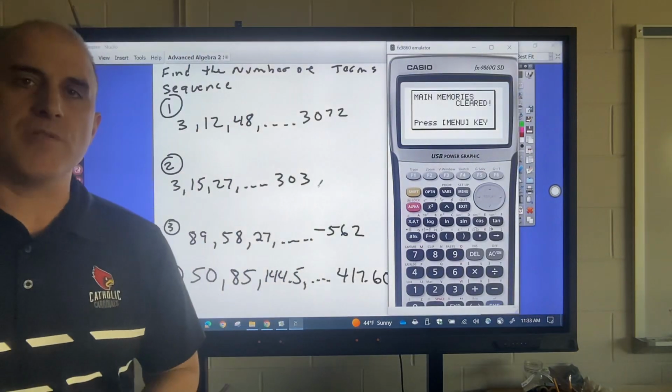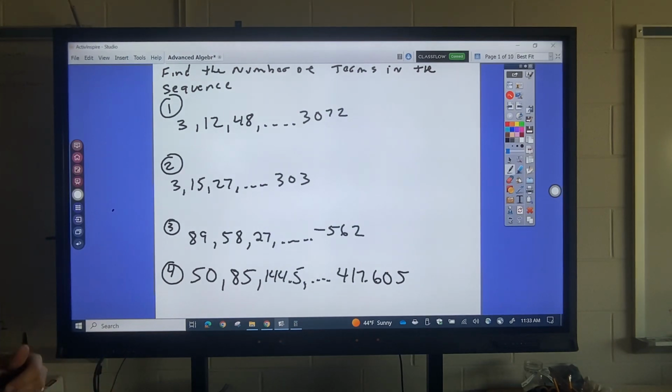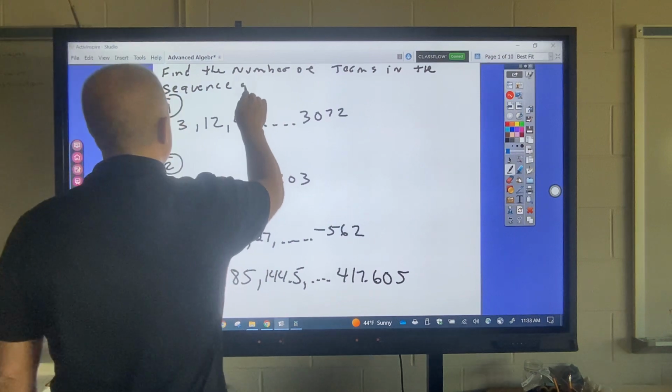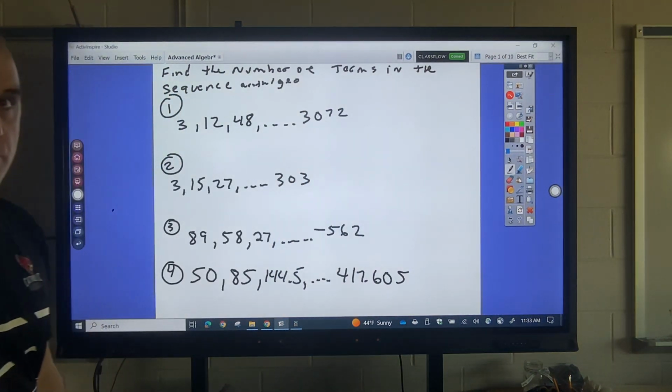Okay, this is going to be the third lesson in sequences and series. It says find the number of terms in the sequence. Once again, the first thing we have to figure out is, is it arithmetic or geometric? We've been doing that a lot.